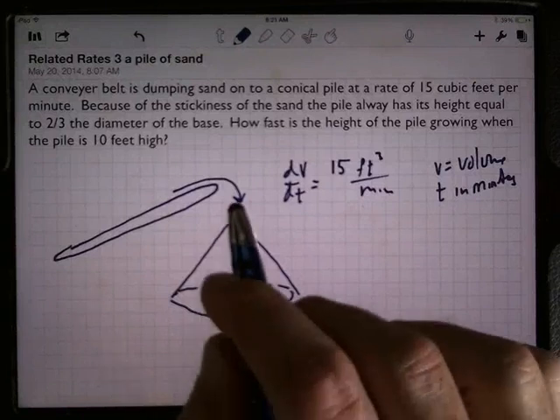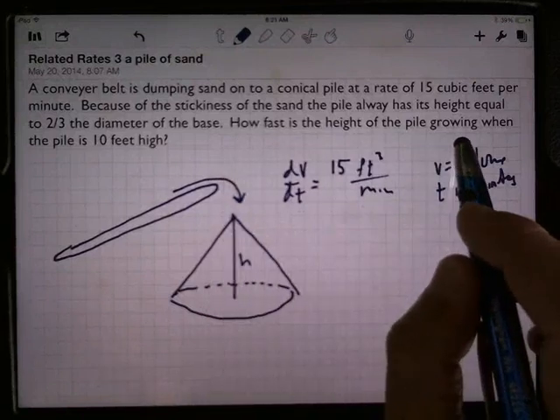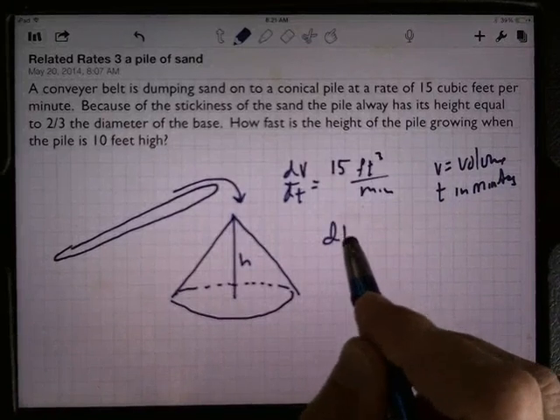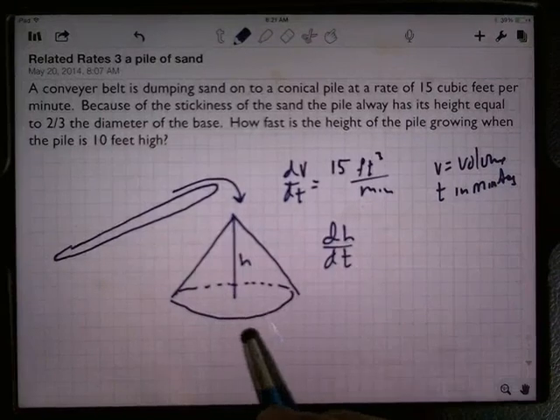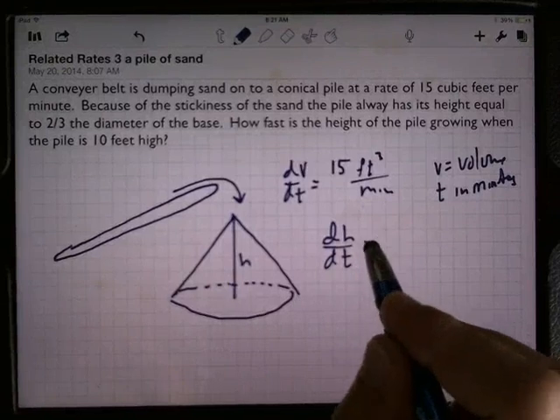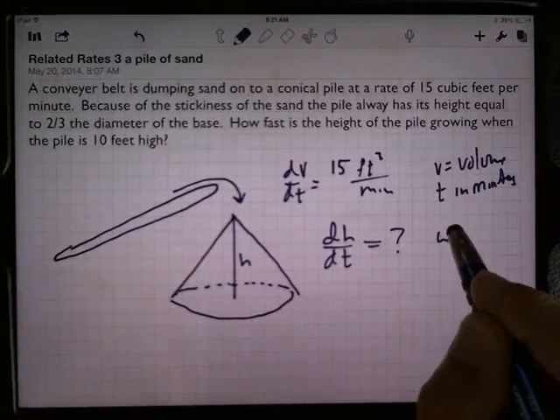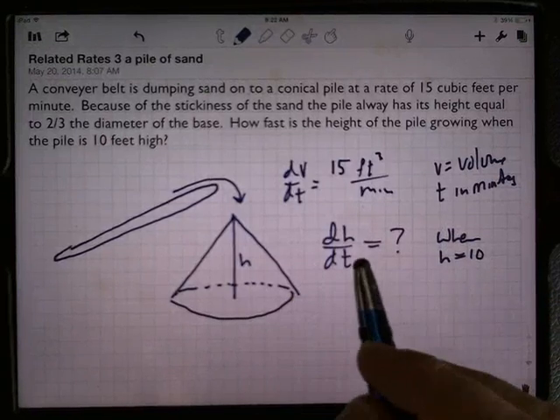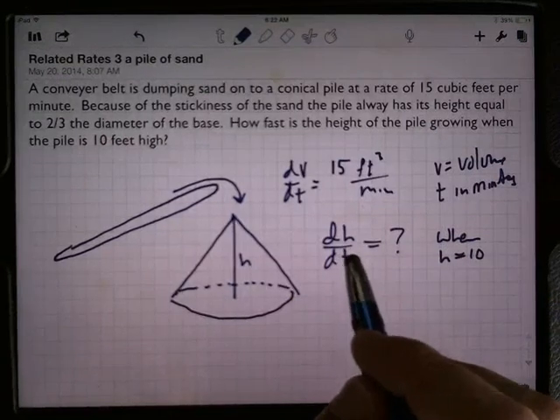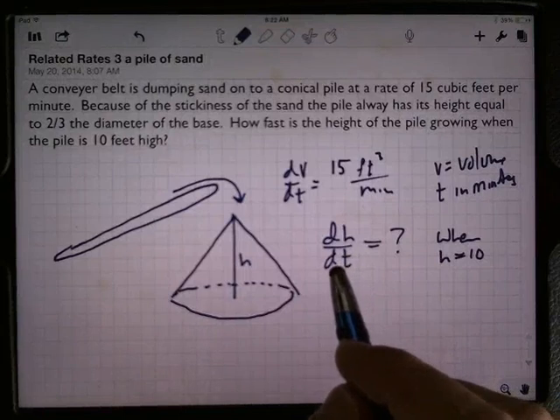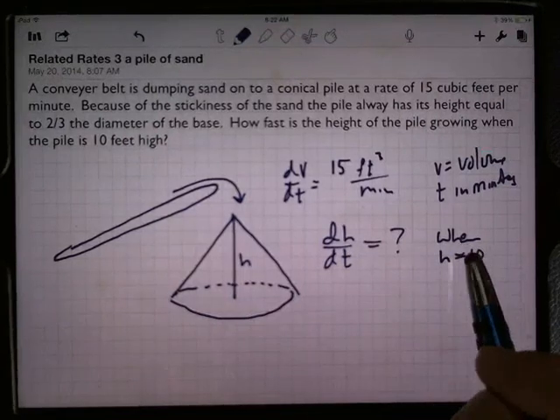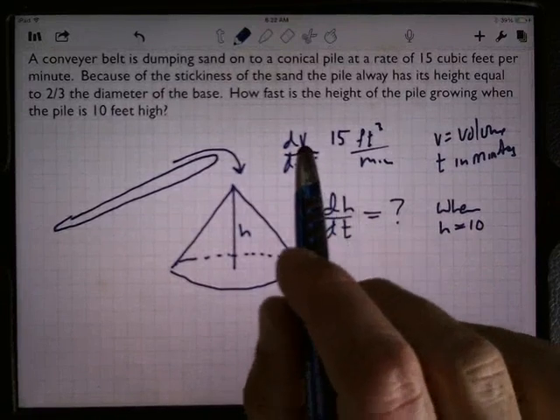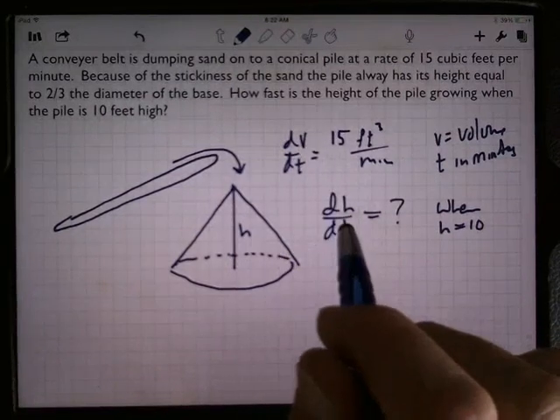They're asking me how fast is the height of the pile growing when the pile is 10 feet high. So they're asking me the rate of change in the height with respect to time. That's dH/dt equal to question mark when the height is 10. They tell me one rate, they ask me for another rate, and then they give me a specific time I'm interested in. So they give me the rate dV/dt. I'm looking for dH/dt.